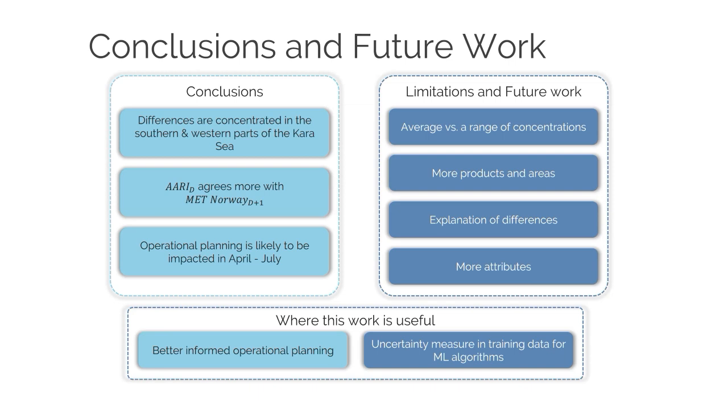So you make some conclusions based on your data. You have some limitations that apply to these conclusions, and then you apply your work somewhere. For example, this work was useful in operational planning. And it was also useful in uncertainty measures because people use these CI charts as inputs to their machine learning algorithms. You need to understand the uncertainty in your data. And so we were studying that for them.